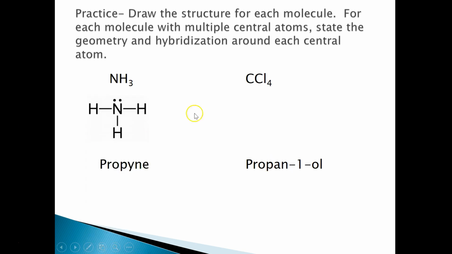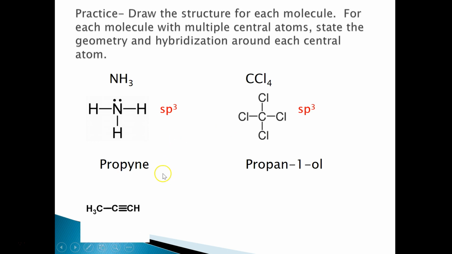All right, so when we draw ammonia, we see that it is nitrogen single bonded to 3 hydrogens with a lone pair of electrons on the nitrogen. That means the geometry around that nitrogen atom will be trigonal pyramidal, right? And the hybridization, because there's 4 electron domains, will be sp3. Now for carbon tetrachloride, we have a central carbon covalently bonded to 4 chlorine atoms, so the shape is tetrahedral. And there'll also be sp3 hybridization around that carbon because there's 4 electron domains.